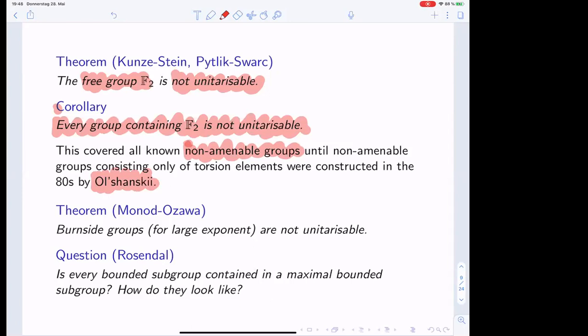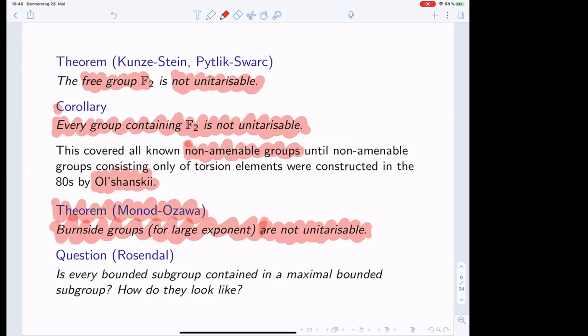However, this was a problem for a long time, and some people conjectured that maybe Burnside groups of large exponent, which are known to be non-amenable, might be counterexamples. But then there was a theorem by Monod and Ozawa where they proved that those Burnside groups, which were known to be non-amenable by work of Adian, are also non-unitarizable under some constraints on the exponents, but in quite a large generality. Right, so it's an interesting problem.